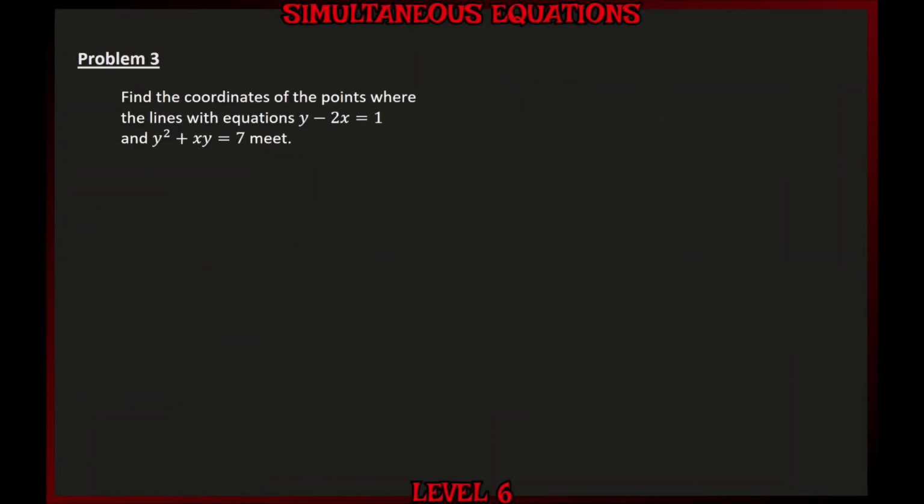In problem 3, we're asked to find the coordinates of the points where the lines with equations y minus 2x equals 1 and y squared plus xy equals 7 meet. Now, if we're asked to find coordinates where two lines meet, what we need to do is solve the equations simultaneously and write our solutions as coordinates.